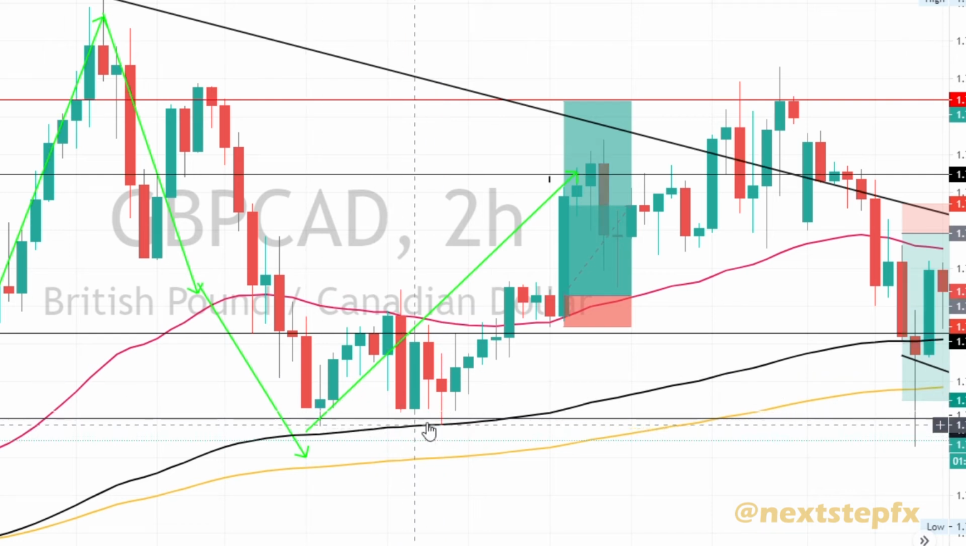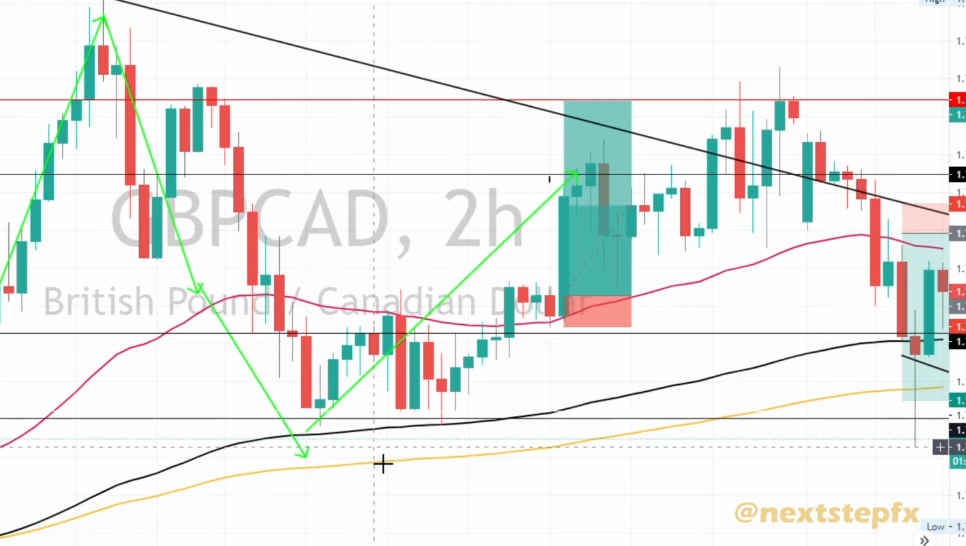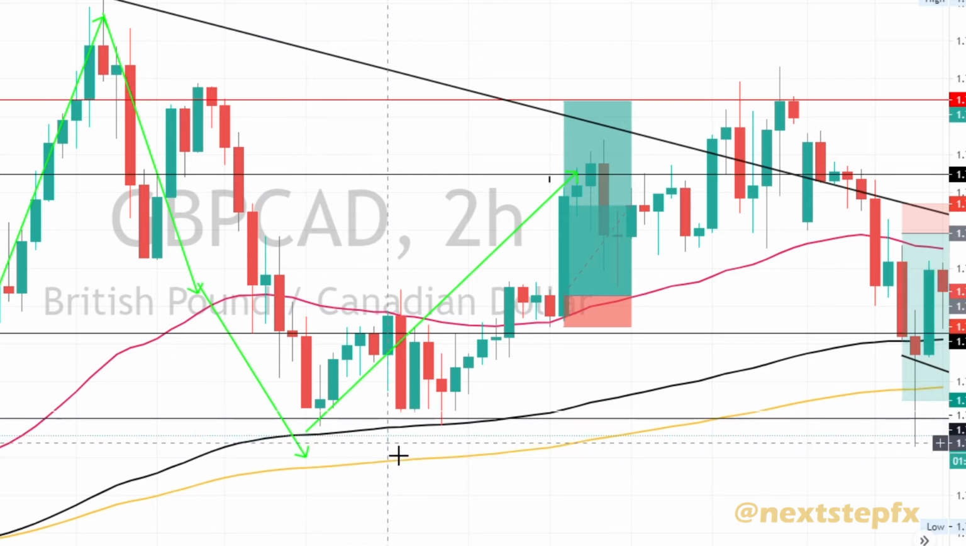You would only get in on the break of the 130 and the retest. As you can see, price came and broke the 50 EMA and then came back to retest it. Then you entered, and then you take profit on the 130 EMA. You won't get in again unless price breaks this 130, comes back to retest, and then continues on this downtrend.